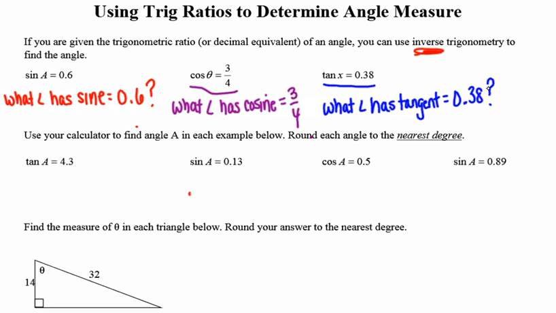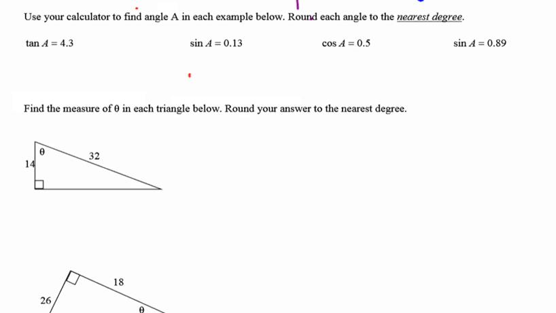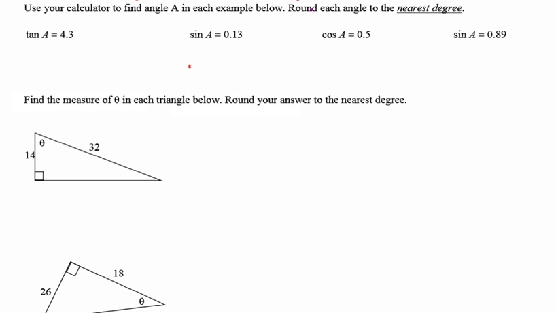So again, we're trying to find angles here instead of knowing an angle and trying to find the side. Just like we used our calculator to find side lengths, we're going to use our calculator to find angle measures. This is going to work a little bit differently than it did for side lengths because what we're trying to find is a little bit different, but it's not hard. In the second part of this, it says use your calculator to find the measure of angle A in each example below. Where necessary, round each angle to the nearest degree.